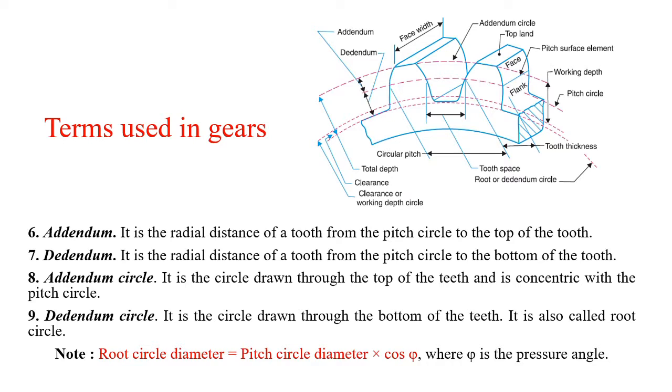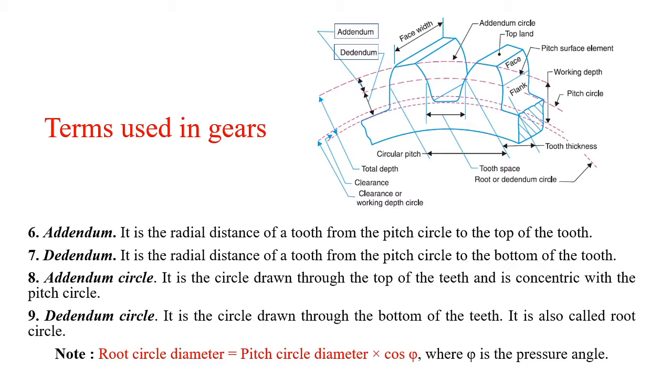Next, addendum. It is the radial distance of the tooth from the pitch circle to the top of the tooth. Observe in the diagram, it is represented by a square block. Addendum is the radial distance of the tooth from the pitch circle to the top of the tooth. That radial distance is known as addendum. Now dedendum: it is the radial distance of the tooth from the pitch circle to the bottom of the tooth. This is called the dedendum.